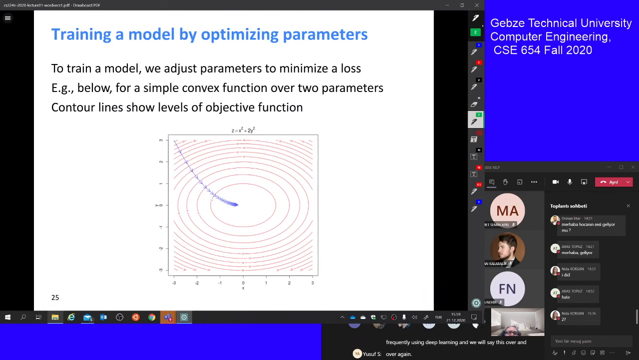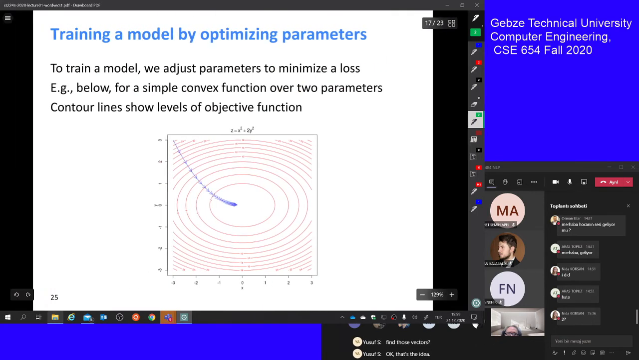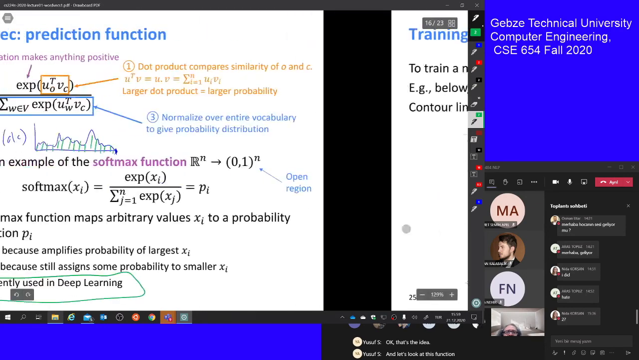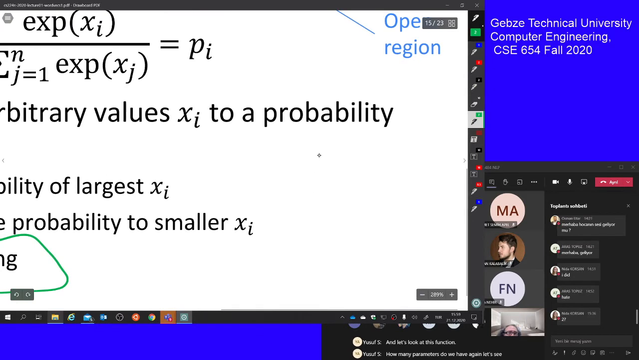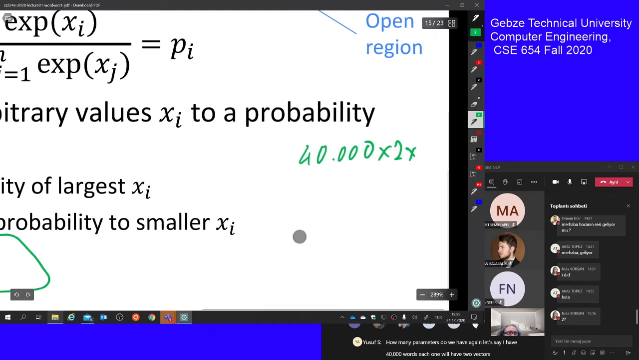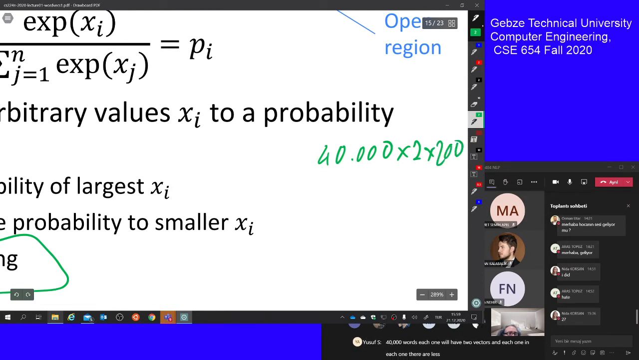So the idea is, how are we going to find those vectors? That's the idea. And let's look at this function. How many parameters do we have? Again, let's say I have 40,000 words. Each one will have two vectors, and in each one there are, let's say, 200 values. So these are the number of parameters that we like to find for the whole system.